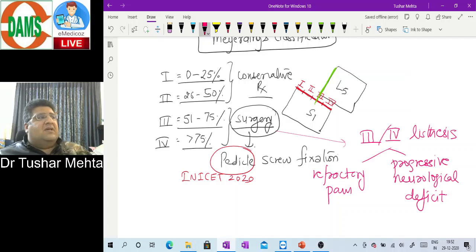The person says, sir, pain is there. I'm not able to follow my ordinary daily activities. Sir, I need surgery. Okay, fine. X-ray, clinical correlation, operate. Or if the patient says, my ankle dorsiflexion is becoming weak, or my EHL is becoming weak, or paraparesis is happening, okay, we'll operate. Surgery, pedicle screw fixation. Is that topic clear to all of you?